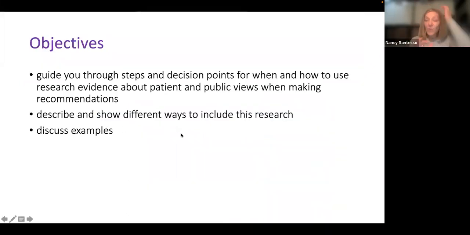So today, what we'd really like to do is guide you through the steps, and also making decisions about how to include this type of research in making recommendations or decisions. And again, it could be in a public health type of clinical practice guideline, or a very individual clinical practice guideline, or even public policy coverage decisions, any type of recommendation actually. And we'd like to provide some examples and also hear from you too.